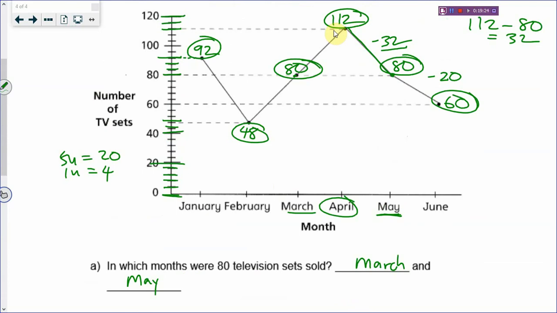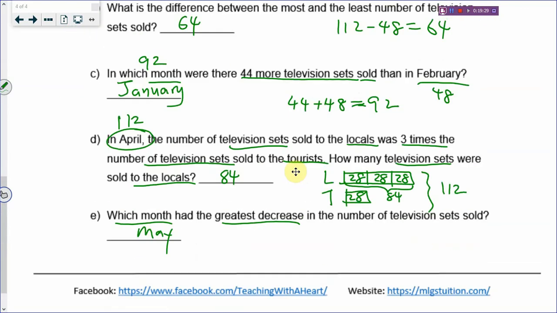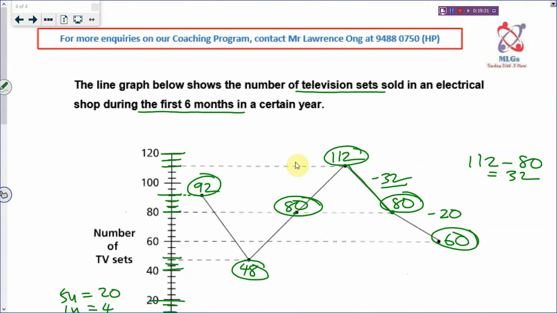Okay, alright. So line graph is not very hard. It's actually one of the topics that you can score quite easily, right? There are some P4 topics which are actually very easy, and line graph is definitely one of them. Also symmetry, also one of them. So you should try to do well for this topic.